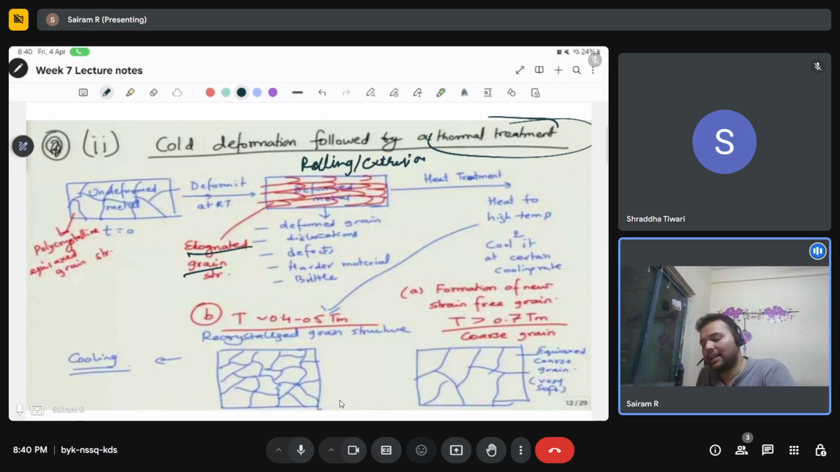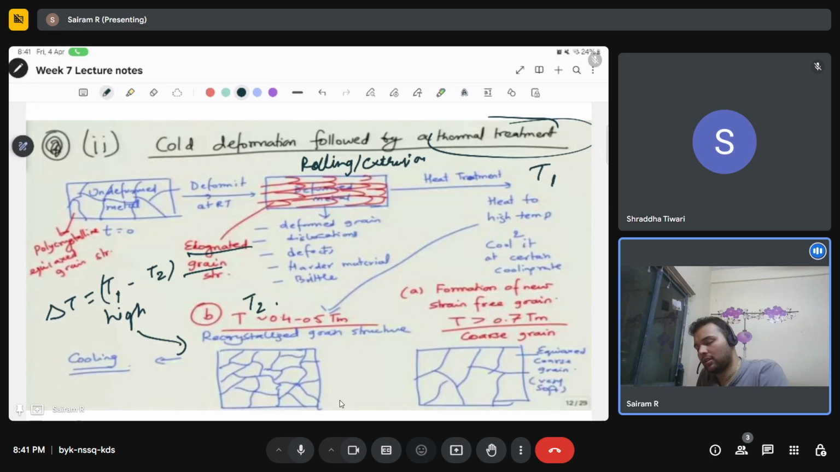And now I basically heat treat it, which means that I'm taking my grains to a solutionizing temperature, and then from the solutionizing temperature, it depends on the temperature at which I am cooling. So if the heat treatment temperature is T1 and this is T2, the delta T that I provide, which is T1 minus T2, if this is high, then I get a recrystallized grain with very small grain size. But if my delta T is low, then I end up with a coarse grain structure.